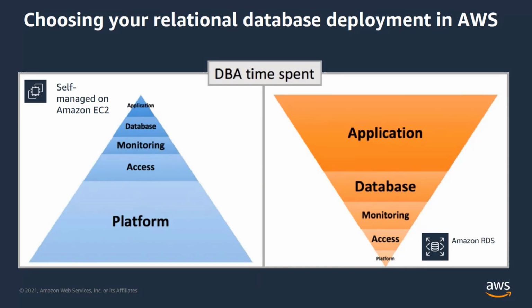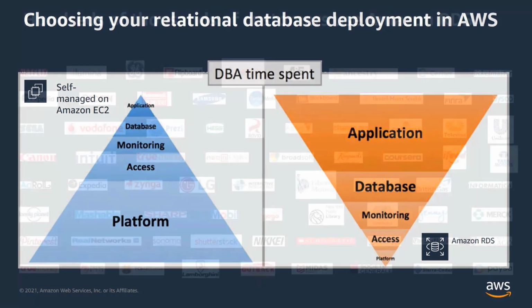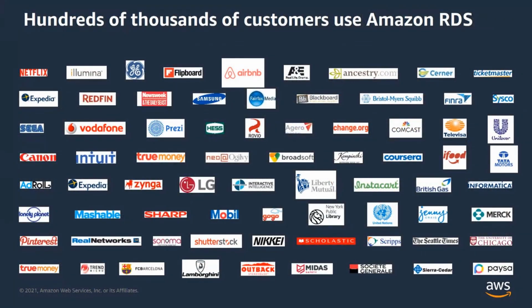Amazon RDS makes it easy to set up, operate, and scale a relational database in the cloud. It provides cost-efficient and resizable capacity while automating time-consuming administration tasks such as hardware provisioning, database setup, patching, and backups. It frees you to focus on your application so you can give them the fast performance, high availability, security, and compatibility that they need. Because of its ease of use, high availability, and cost effectiveness, Amazon RDS has hundreds of thousands of customers today. Some of the big brand names are shown here on the slide.